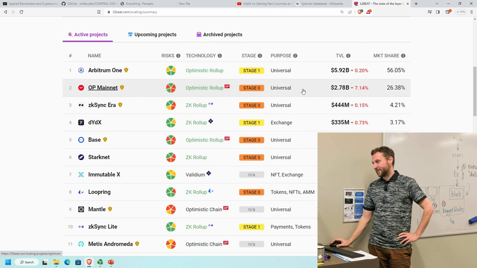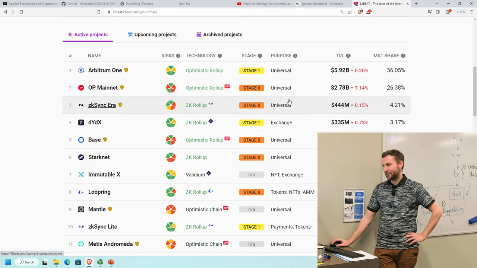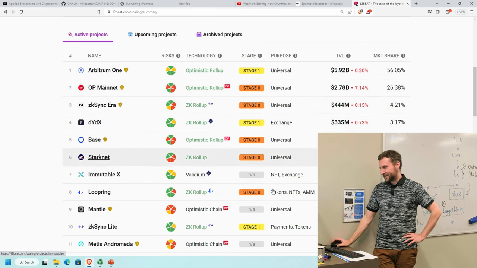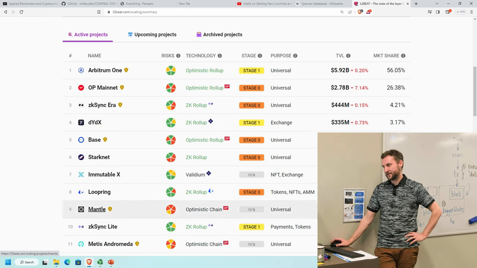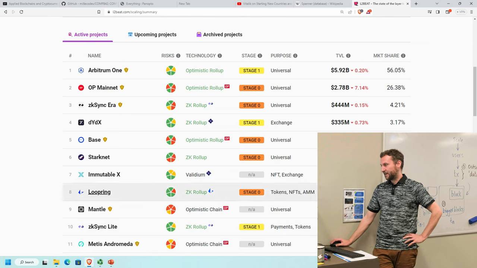And so this could be kind of a startling wake up. You say, oh, look at all this layer two stuff that's going on. And then you say, oh, well, only a couple of them are even at stage one, according to this website. And only two of them have over $1 billion in them. So again, it's 6 billion, very large number. But by the time you get to the bottom of the top 10, right, it's under $100 million. And so very experimental, tiny market share here.